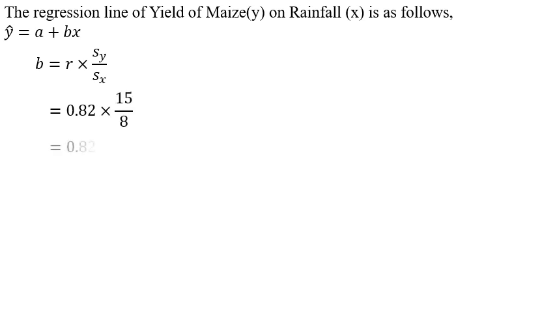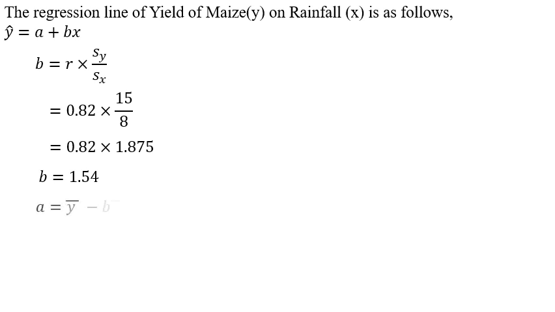Whenever we are starting with the sum, start with the title, regression line of yield of maize on rainfall is y cap is equal to a plus bx, and the b here will be r into sy upon sx. The dependent comes in the numerator, independent comes in the denominator. Putting the values into the equation, 0.82 into 15 upon 8. First divide the values, don't forget that, 0.82 into 1.875, that would get us b as 1.54.